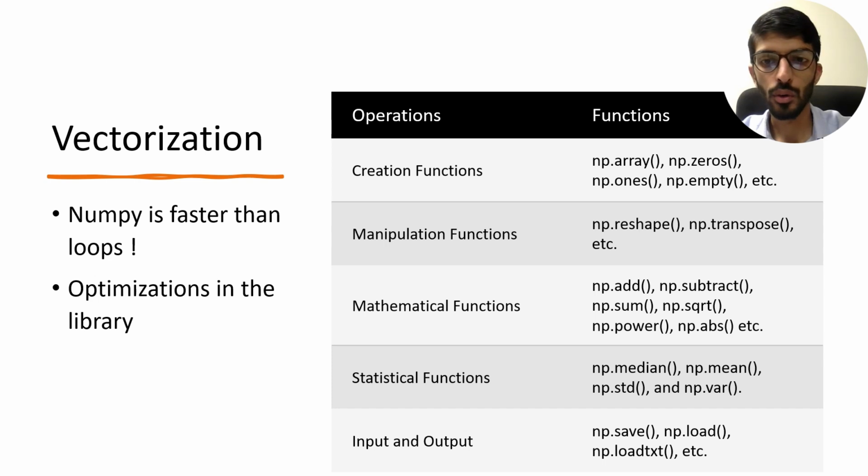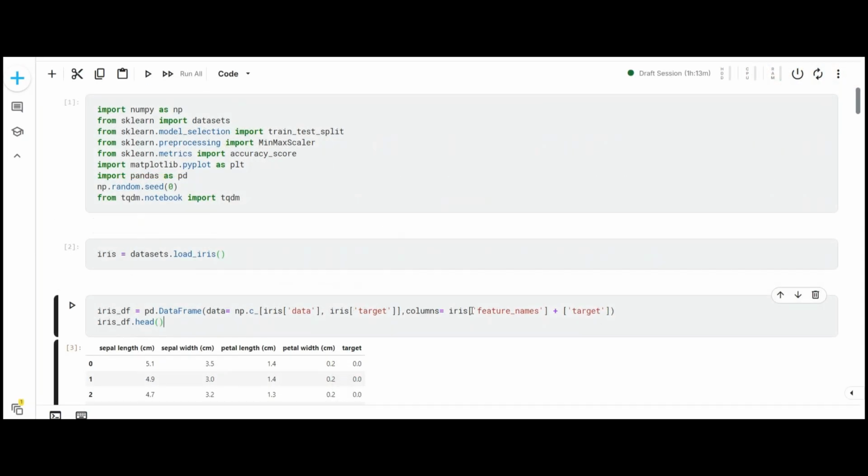And lastly, we will look into vectorization using the NumPy library. NumPy is optimized to be faster than loops, and the library comes with many built-in optimization features and broadcasting features as well. I have provided a list of operations and functions on the right so you can use them in your assignments and projects.